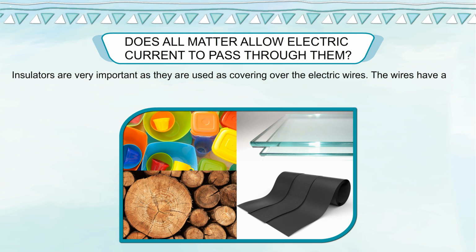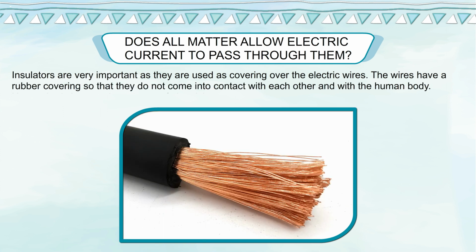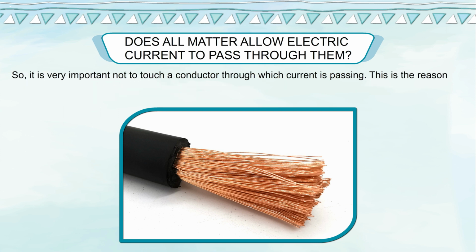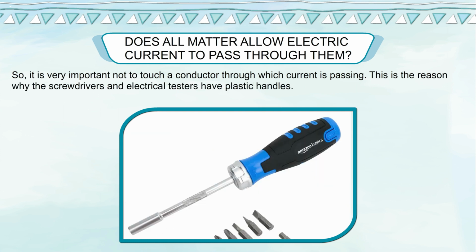Insulators are very important as they are used as covering over the electric wires. The wires have a rubber covering so that they do not come into contact with each other and with the human body. The human body is a good conductor of electricity. So, it is very important not to touch a conductor through which current is passing. This is the reason why screwdrivers and electrical testers have plastic handles.